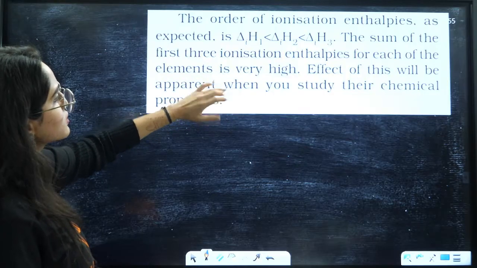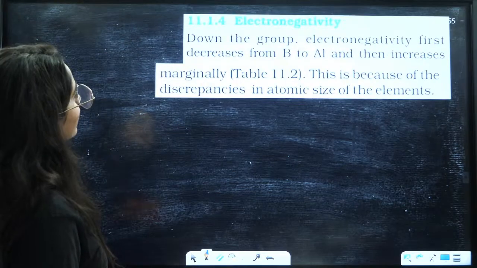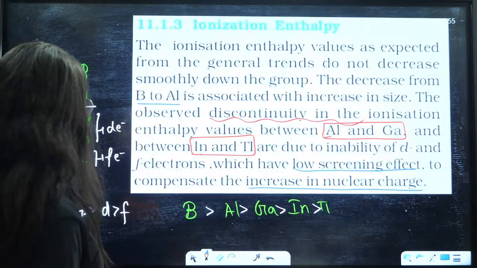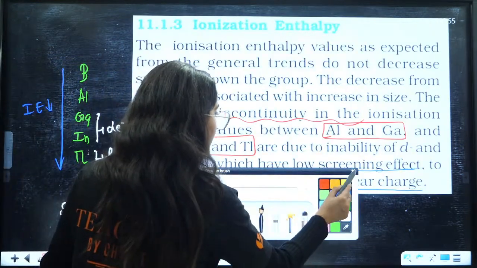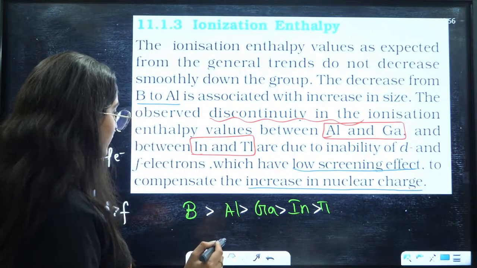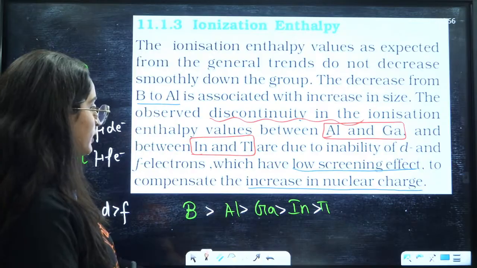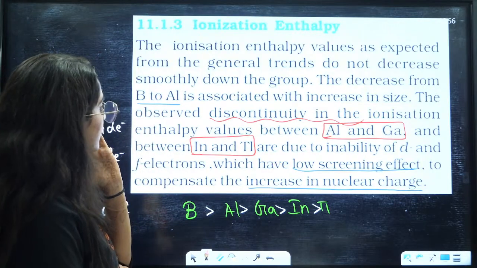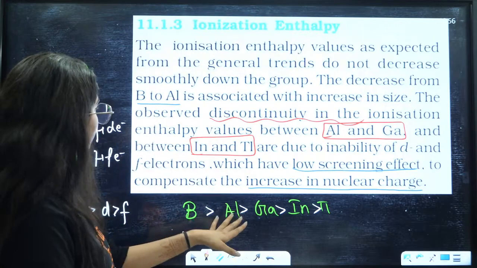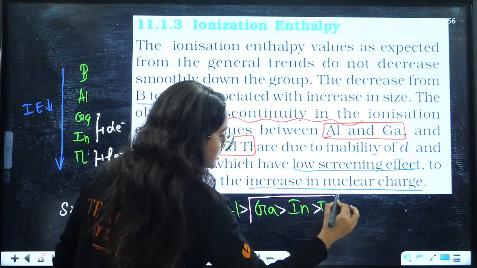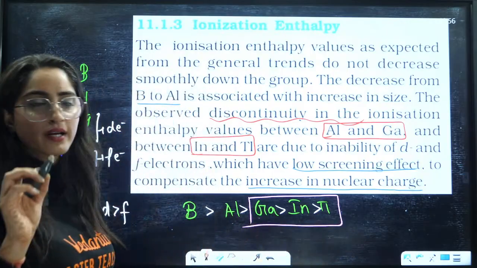The sum of three ionization enthalpies. Wait a minute. Let me see if they have mentioned any trend here. Okay, so let us write the trend here. Basically, till here it is the same. But what you will observe is the discontinuity in the ionization enthalpy values between aluminium and gallium and between indium and thallium. Basically, here you will see, this is actually related to a W.